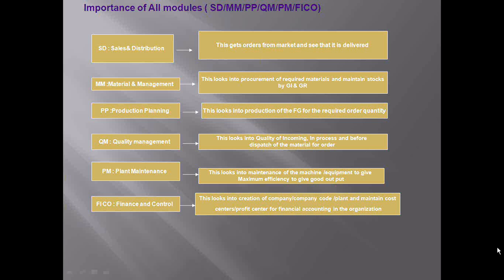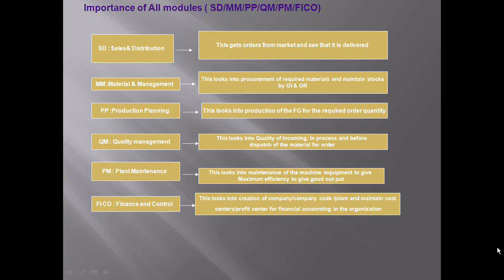Now, importance of all modules. To run any business, we require all these modules. SD gets orders from the market and sees that they are delivered. Material management looks into procurement of required materials and maintains stocks by GI and GR. Production planning looks into production of the FG for the required order quantity. Quality management looks into quality of incoming, in process, and before dispatch of the material for the order. Plant maintenance looks into maintenance of machine equipment to give maximum efficiency and good output. Finance and control looks into creation of company code, plant, and maintains cost centers and profit centers for financial accounting in the organization.